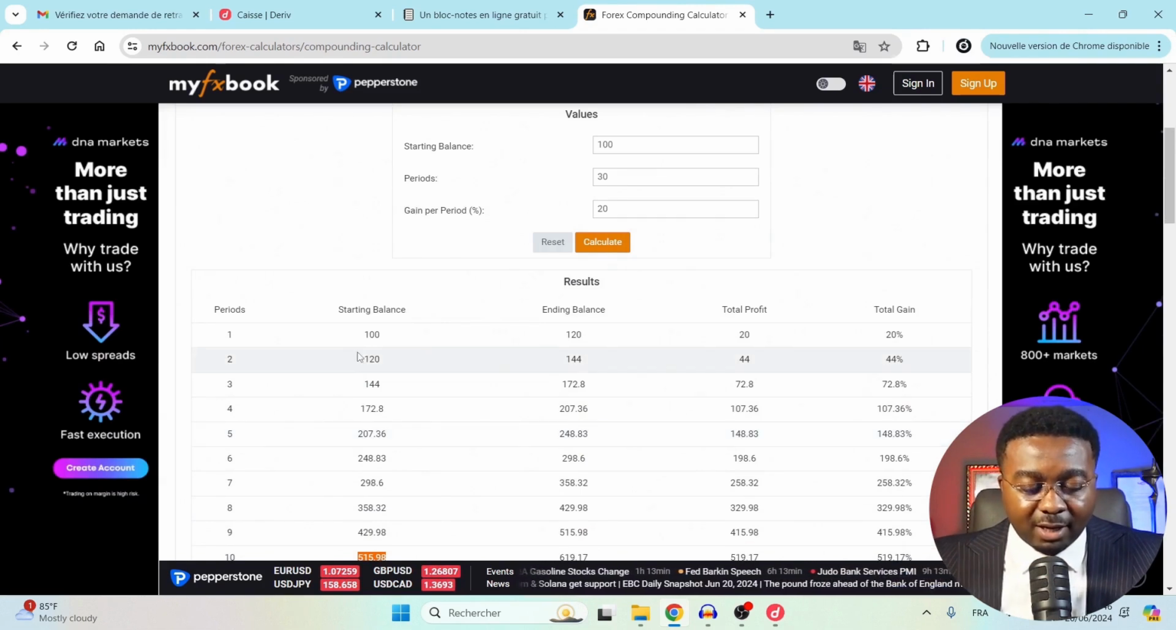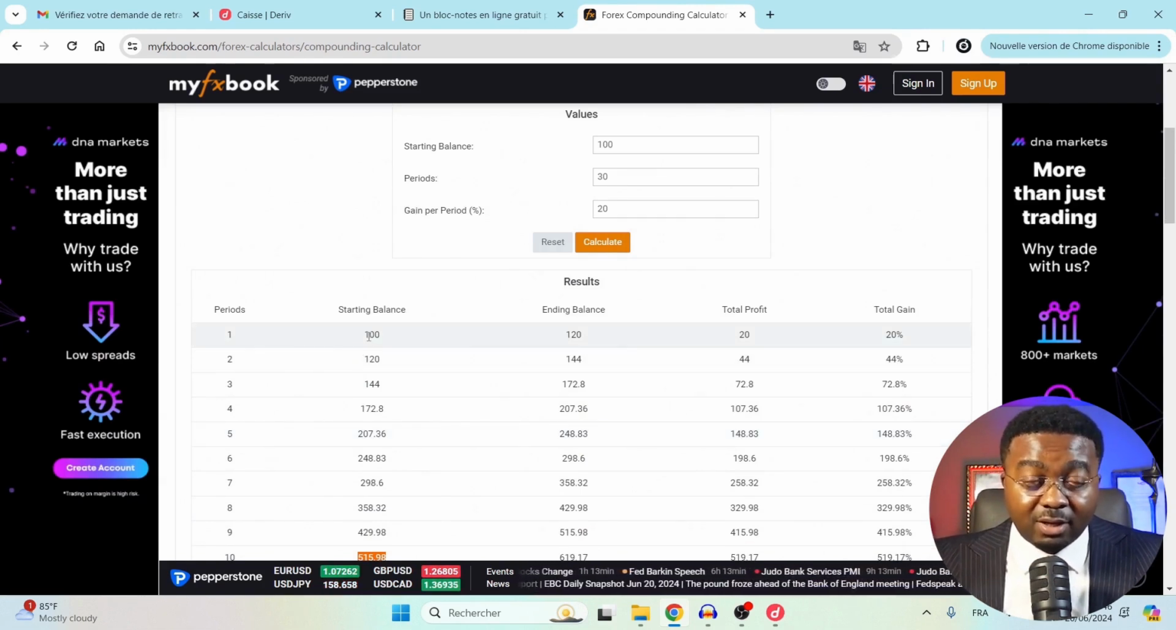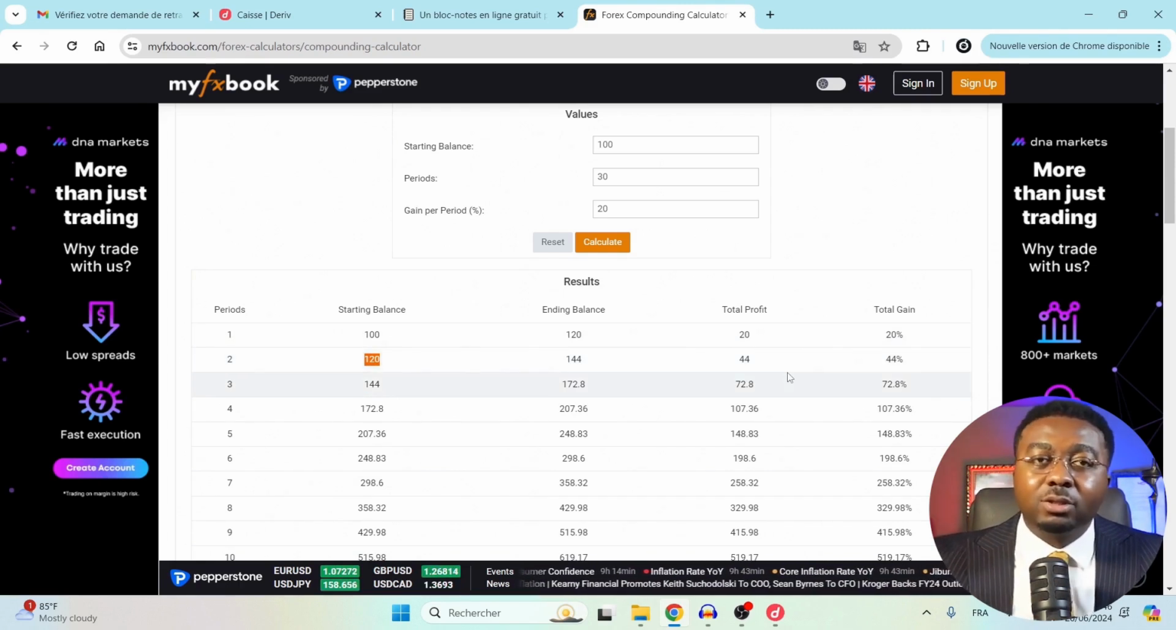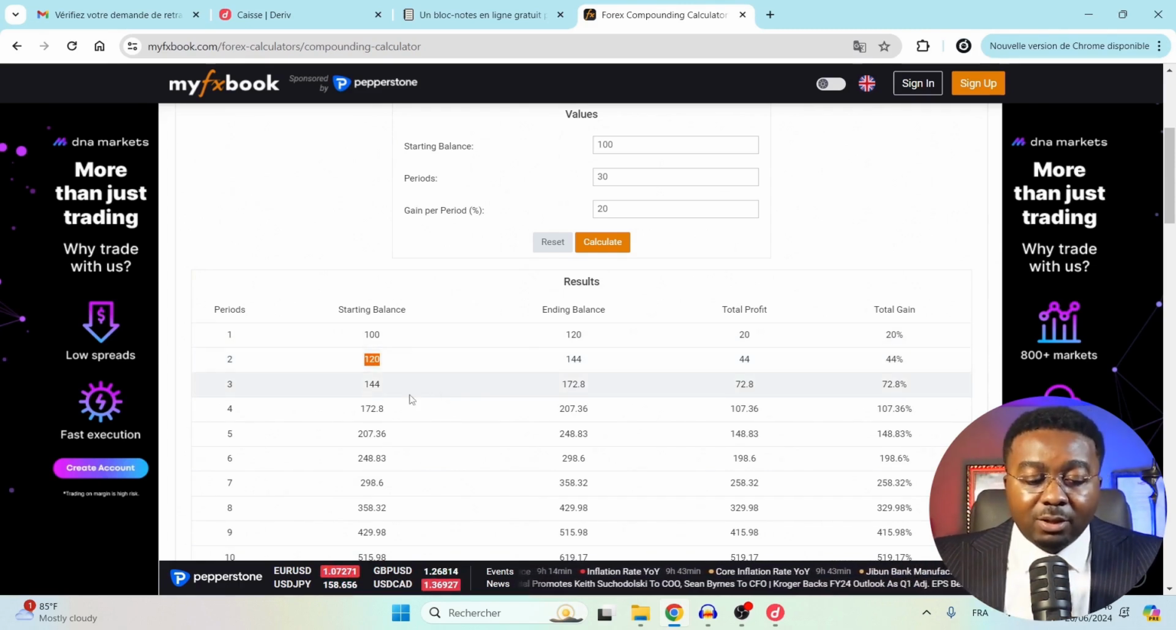For example, here, on the first day, we have a lot of 0.10. We make 20. That's 20 positions of 10 pips. Here, the next day, we will not use the lot of 0.10. Since the balance is now 120, we will put 120 divided by 1,000. We have a lot of 0.12. It always comes down to the same thing. It's always 20 positions of 10 pips or 10 positions of 20 pips. It will depend on you.